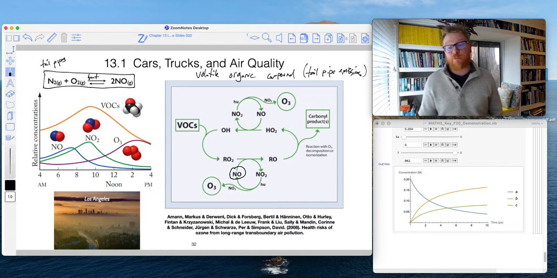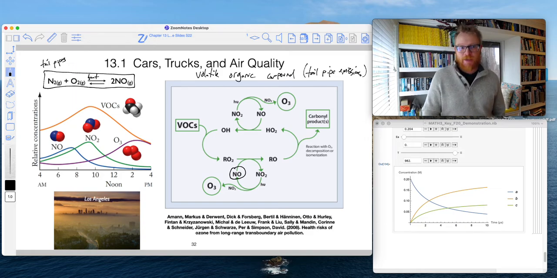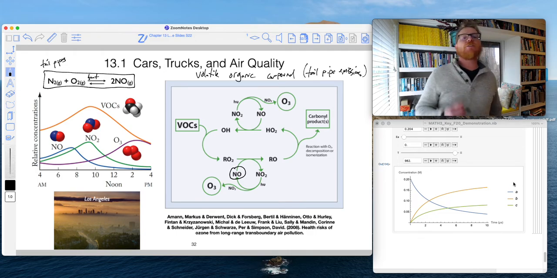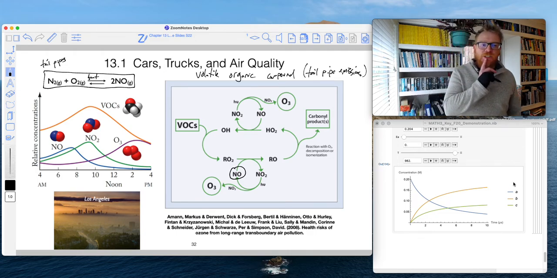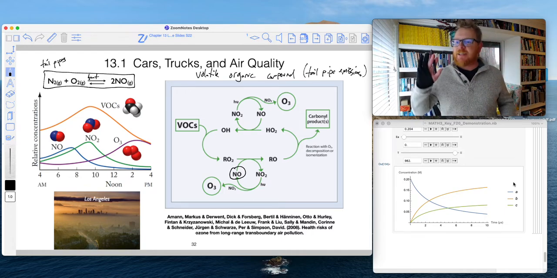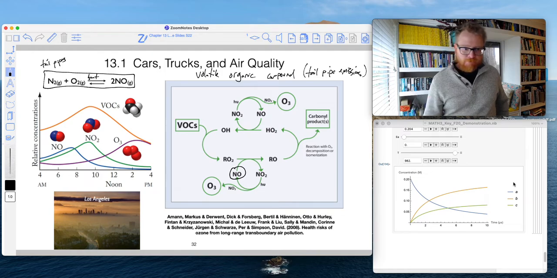VOCs can also come from plants and vegetation. So if you've ever been into the redwood forest, which I assume you have, and you smell that lovely fresh pine smell, those are also from volatile organic compounds, okay? But as it turns out, this phenomenon is especially important when you have both NO and VOC, okay? So VOCs can react with OH radical. So this is, I'm gonna put a little dot right there.